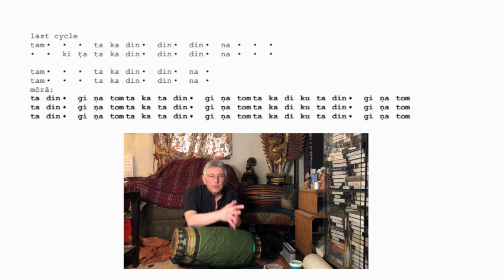Now, we've provided notation for you to kind of follow along with this if you want to. You can see that we put the underlying pattern, taka dimi taka jono, and then the surface pattern there, and then what happens in each of the lines of the composition. So right now, I'm going to try to play the whole thing, okay?